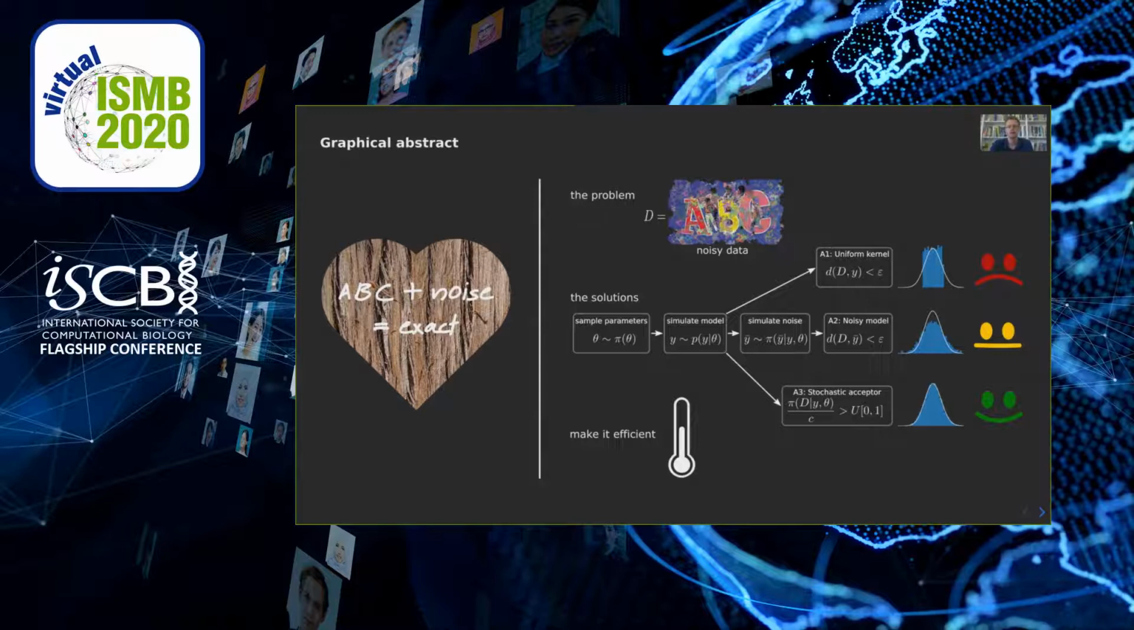At its core, the main takeaway might be that noise in ABC is, maybe against intuition, not a bad thing, but it actually allows us to perform exact inference.